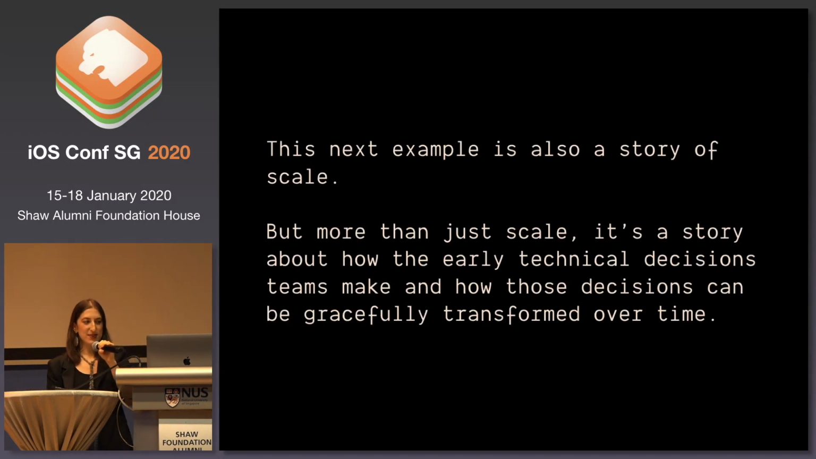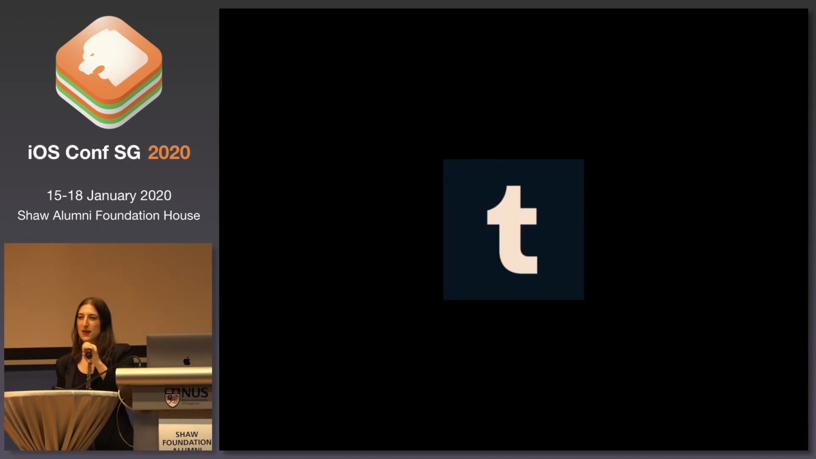This next example is also a story about scale, but more than just scale, it's a story about the early technical decisions that teams make and how they can be gracefully transformed over time. So as engineers, the name of the game is evolving our technology, right? Things are always changing, Apple frameworks, our users, and we need to kind of figure out how to evolve. And especially when you're building technology in dialogue with a community, you need to figure out how to evolve as well. So this example is about Tumblr.